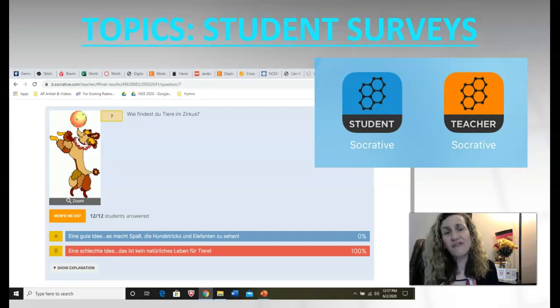And I think one of my personal favorites for debate topics is my Socrative surveys. So this was a unit that I had done with novice learners on animals. And the first question that I posed to the students was, what do you think about animals in the circus? And if you look at the results here, you'll notice that 100% of my students surveyed thought that was a bad idea. So essentially what this tells me is this is not going to be the best topic for debate, since everybody's going to agree. That doesn't really make for a very fruitful discussion.